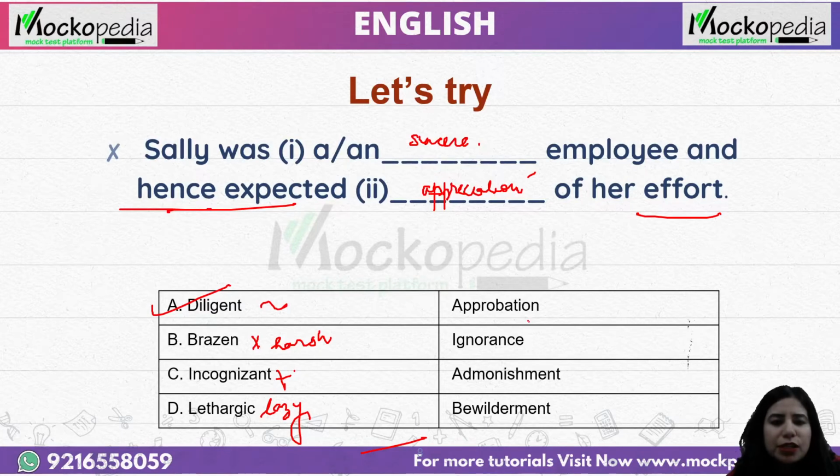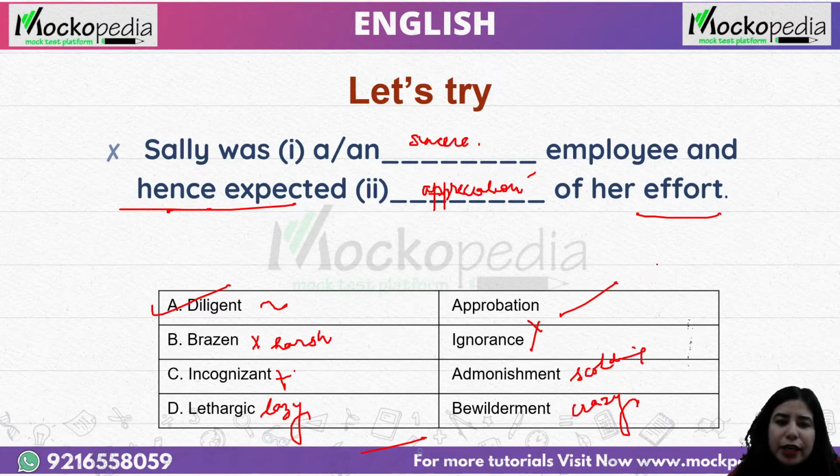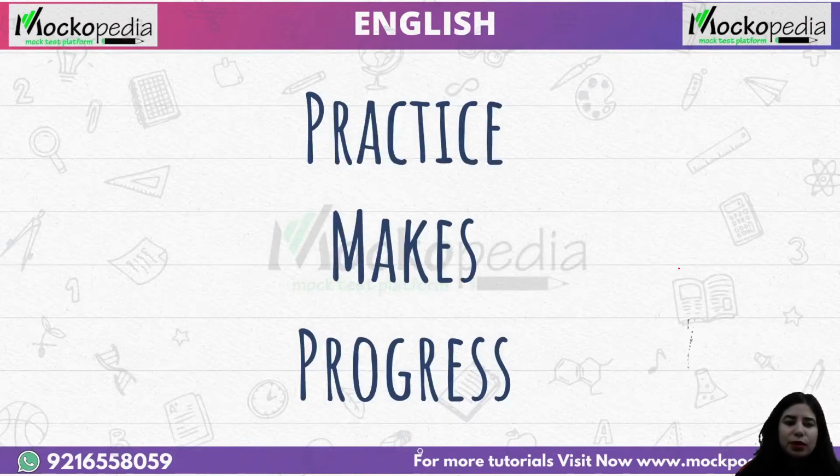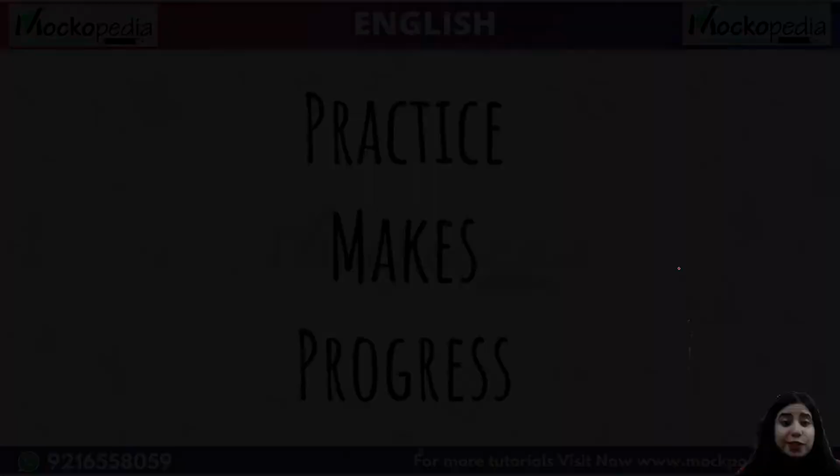Right. So ignorance goes out. Admonishment is scolding. Bewilderment is being unsure, or slightly puzzled. Approbation is appreciation. So the correct answer is going to be A. So you can see these questions are easy. These questions are manageable. All you need to do is be absolutely aware of the word. So yes, definitely you can't undermine the importance of vocabulary, but of course, strategy application is also important. So practice definitely makes progress. It gets you into the rhythm.